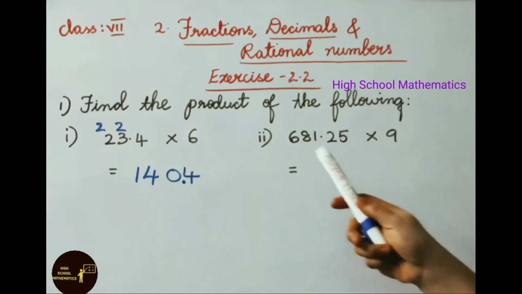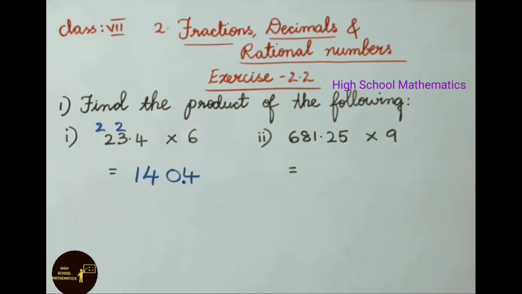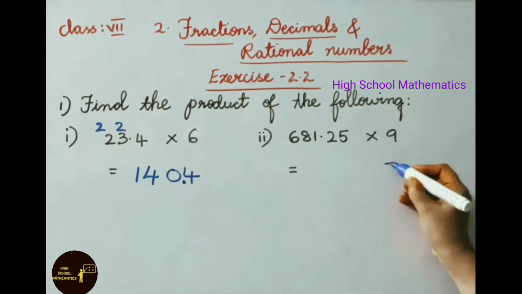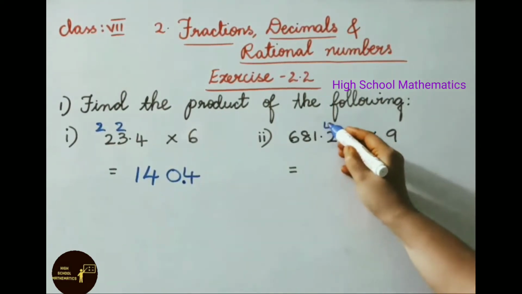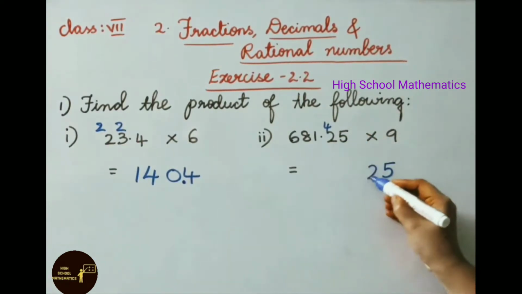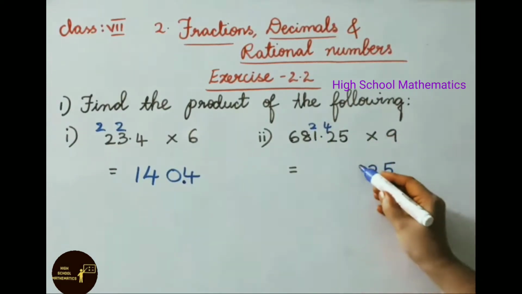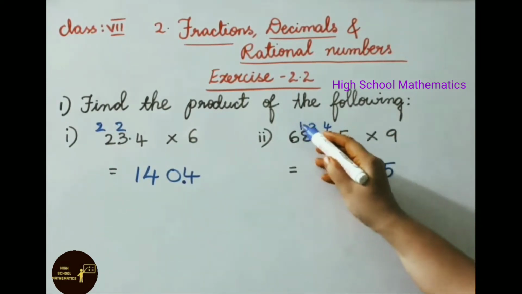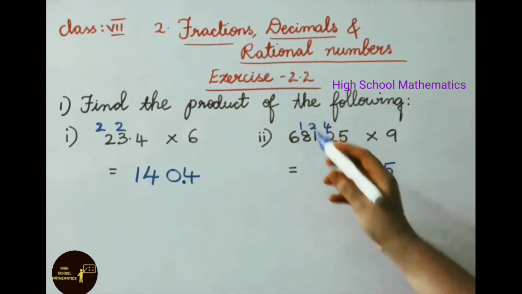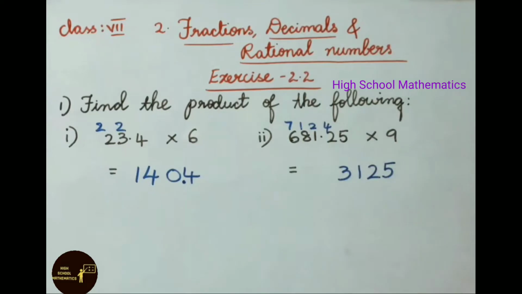Now let us see the second sum, 681.25 multiplied by 9. 9 5s are 45, 5 carry 4. 9 2s are 18 plus 4, 22, 2 carry 2. 9 1s are 9, 9 plus 2, 11, 1 carry 1. 9 8s are 72 plus 1, 73, 3 carry 7. 9 6s are 54, 54 plus 7, 61.